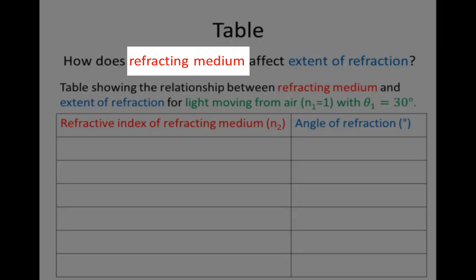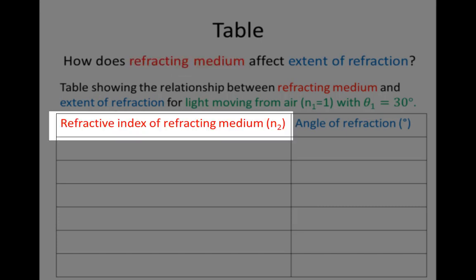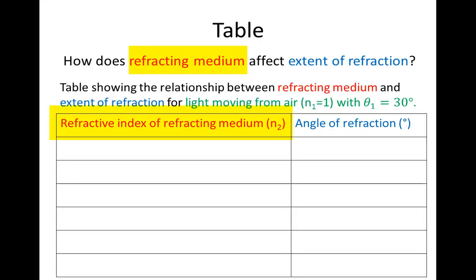The independent variable here is refracting medium. But we are going to use an indicator to tell us about refracting medium. Because if we were to just write the medium's name, glass, air, whatever, it would be a qualitative measurement, and we want a quantitative measurement. So we are going to use the quantitative indicator, which is the refractive index of the refracting medium, in other words n2. So you can see that refracting medium and the refractive index of the refracting medium are related to one another.